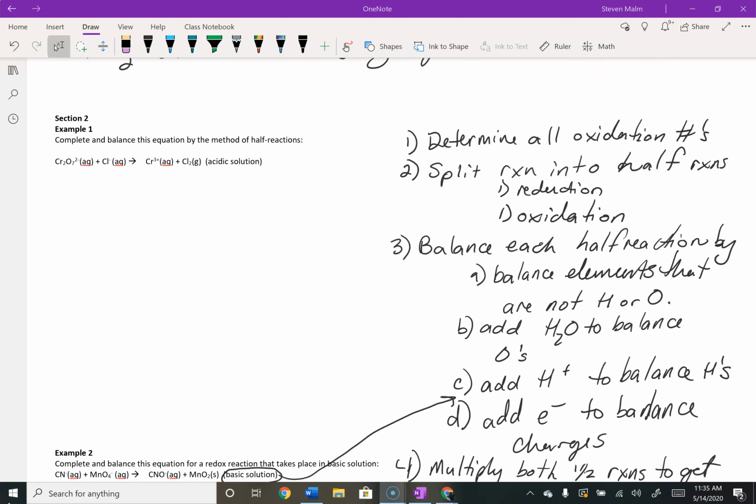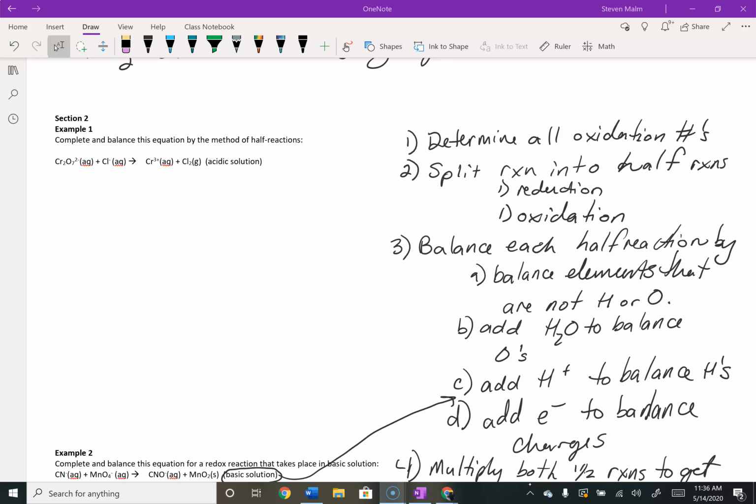Okay, continuing with this particular reaction. So we're going to do example 1 first in acidic solution. So we're going to follow all of these steps as we've just outlined them. We've got this dichromate, and chlorine makes chromium 3+ and chlorine gas.